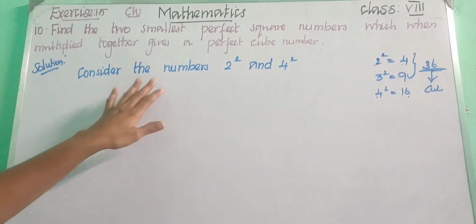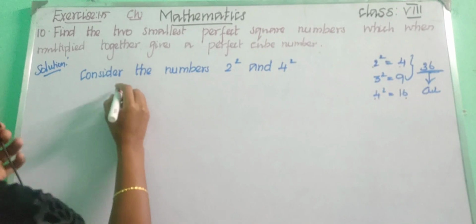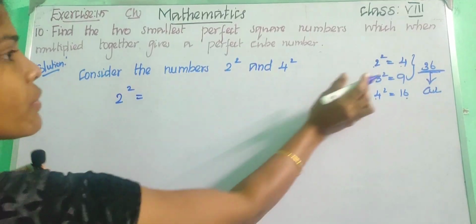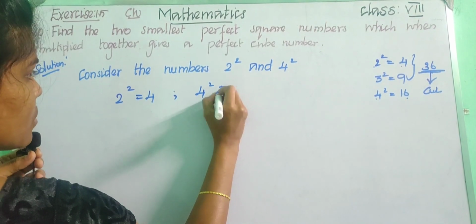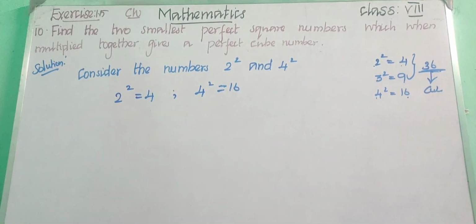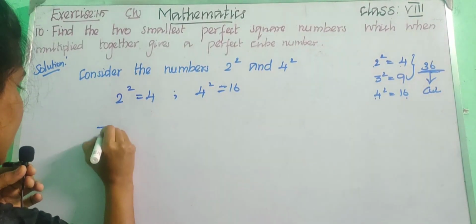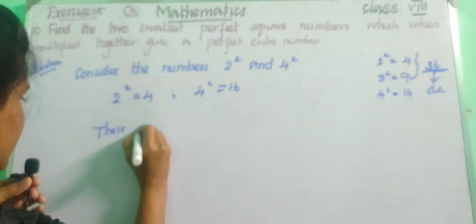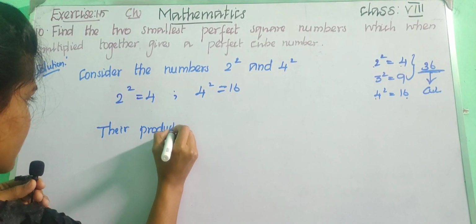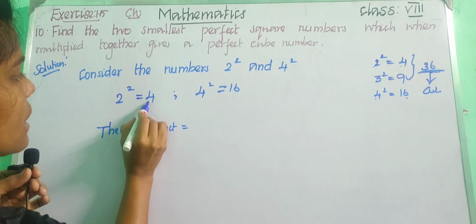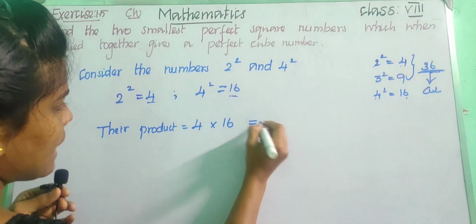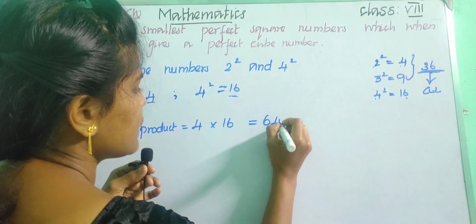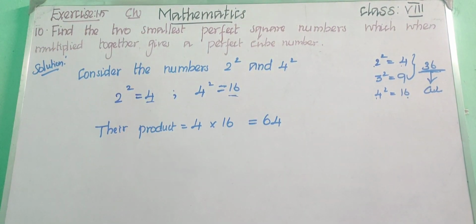See, the numbers are 2 squared and 4 squared, which means 2 squared is equal to 4 and 4 squared is equal to 16. Okay, children, so now we got the two numbers. Let us find the product. So their product is equal to, what is the product? You need to multiply this 4 and this 16, okay, 4 into 16. So what will you get as the product? You will get 64, 4 16s are 64, okay, children.